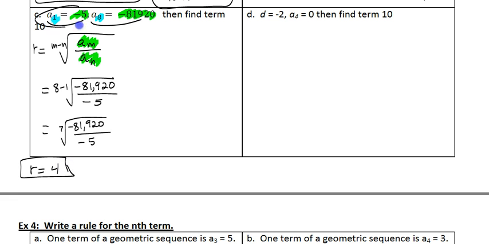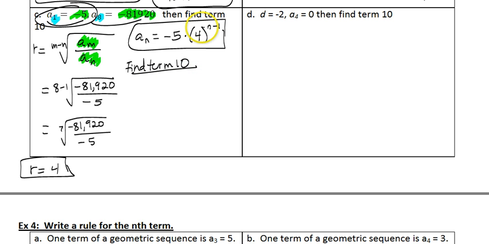Once I have my R, now I'm going to write my rule for the nth term, aka write my formula. So to write my formula, all I do is plug in A1 and plug in R. Again, I do not have to rearrange it. That is it. So that is my formula. And then my typing got a little funky here, but it says find term 10 is the second step. So find term 10.